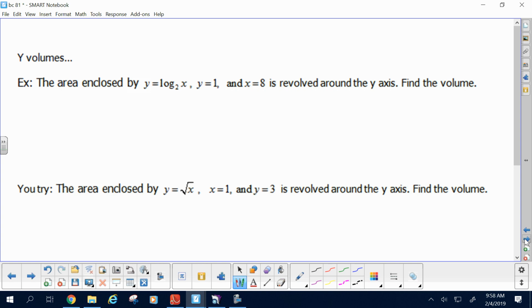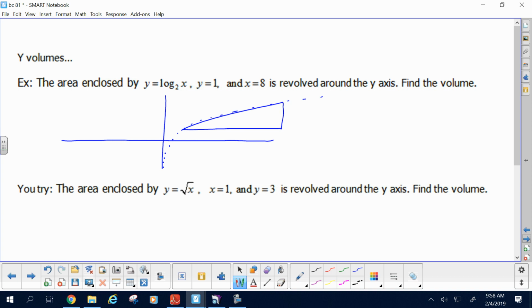Let's talk about y, shall we? Same region, but this time I'm going to draw it with lots of room on the left because I'm about to rotate it around the y-axis. So here's that same region that we just talked about, formed by the log graph, y equals 1, and x equals 8. This time, though, around the y-axis, so the reflection would go this way.